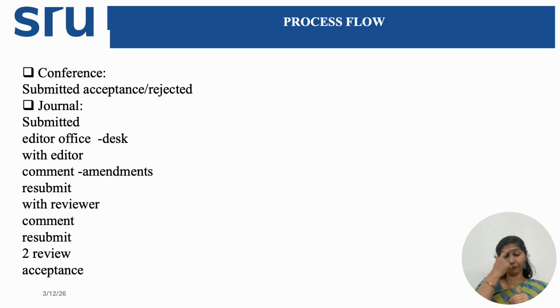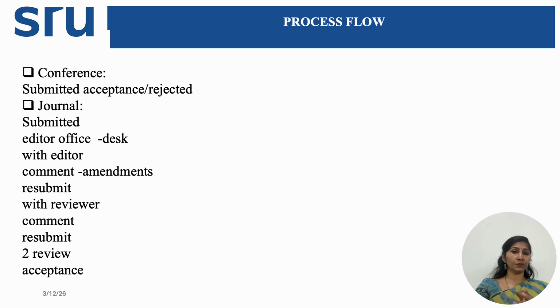For example, if they return it or reject it in the first peer review itself, it will be rejected. In 99% of the cases, if it moves to a second peer review, your paper will get accepted; the possibility is high. So this is the flow process for submitting to a conference or to a journal.